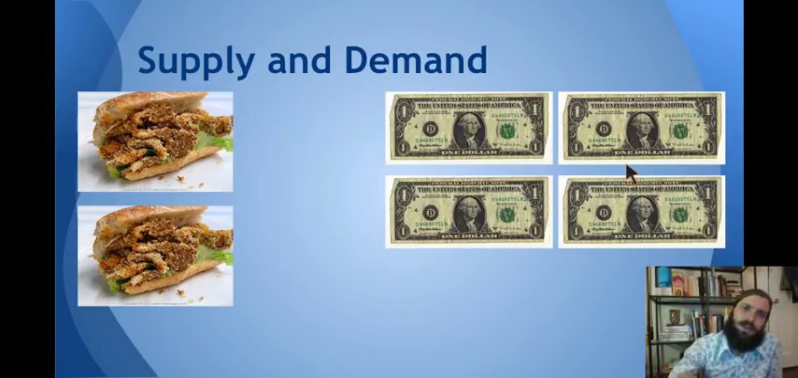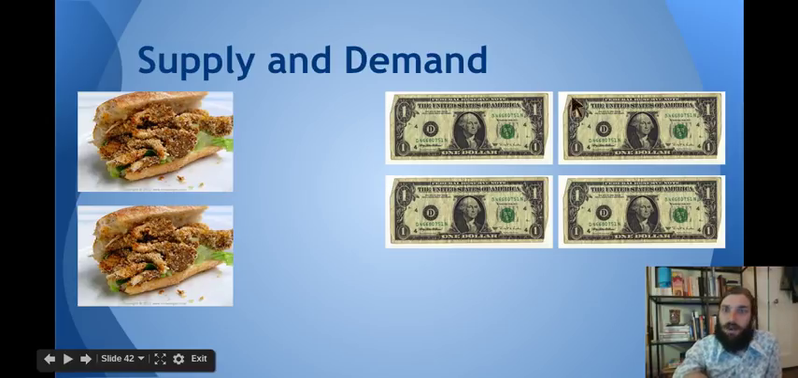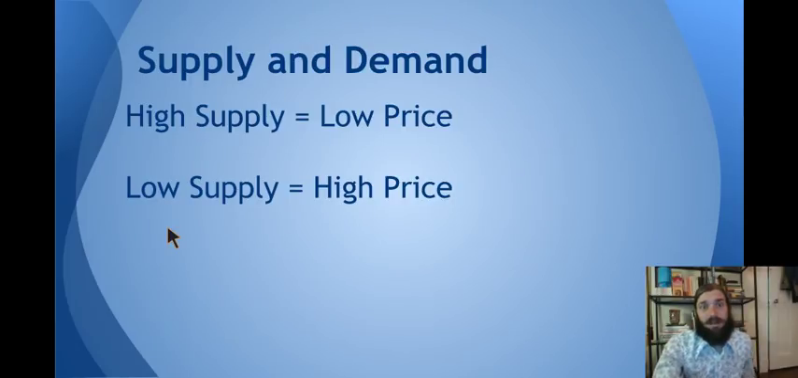But if you have more money and less po' boys, and that's more people wanting to spend money on less po' boys, so then your prices are going to go up. More money on less po' boys, okay? So to review, high supply is a low price, low supply is a high price, okay?